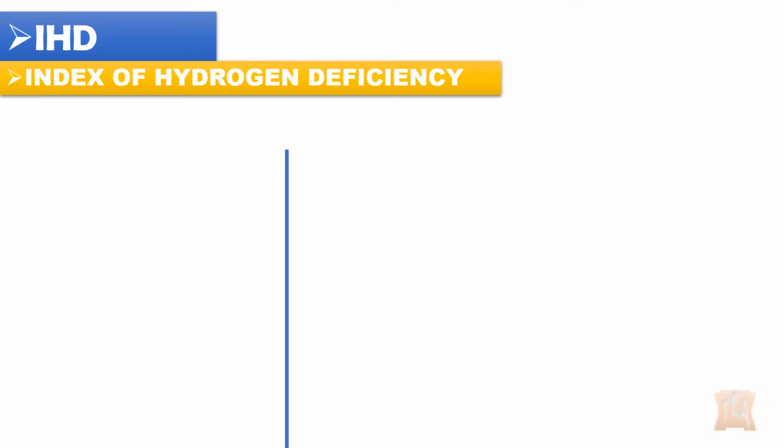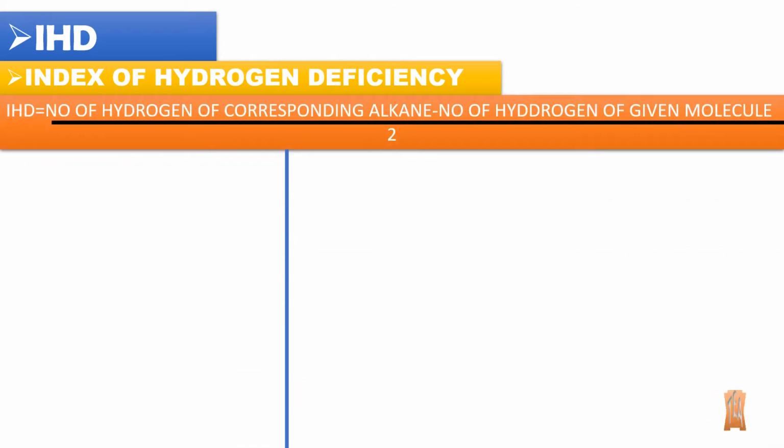We can get a clue from the IHD. So IHD helps us to determine or identify whether a molecule contains double bonds or triple bonds or not, right? So this is the formula to find out the IHD. IHD is equal to the number of hydrogens of the corresponding alkane minus the number of hydrogens of the given molecule, divided by 2.